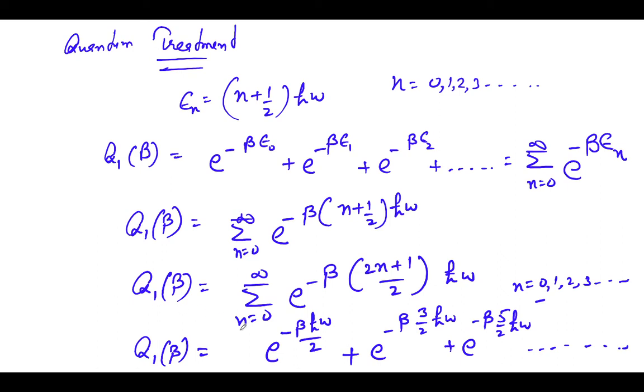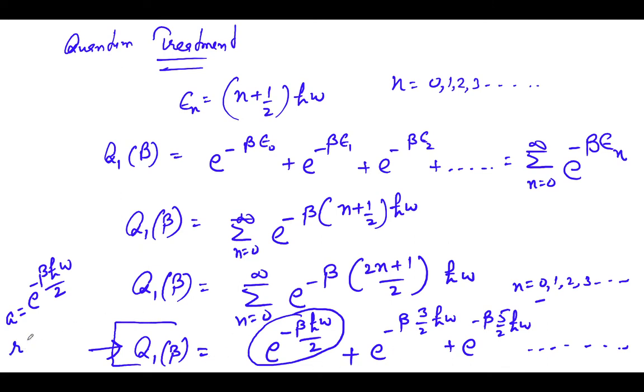Now if you look at this equation, it looks something like a GP series. In this GP series you can see that the first term, which is generally represented as a, has the value exponential of minus beta h bar omega by 2, and the ratio between two consecutive terms is exponential of minus beta h bar omega.